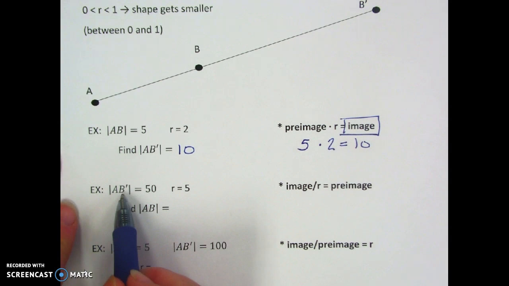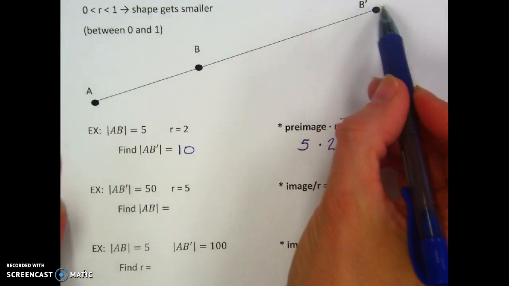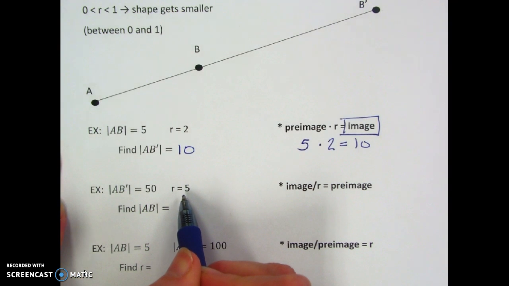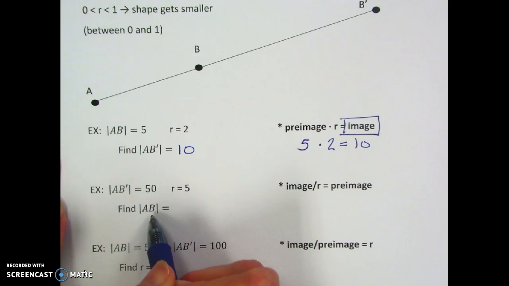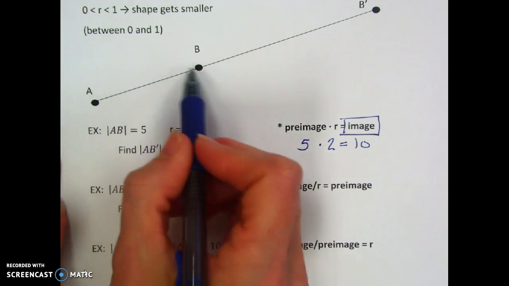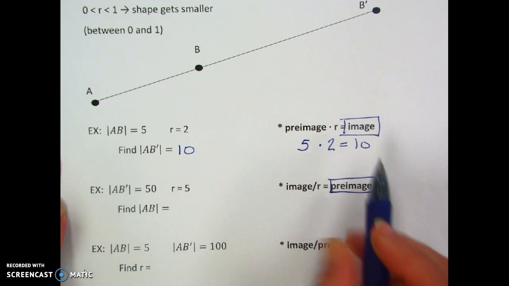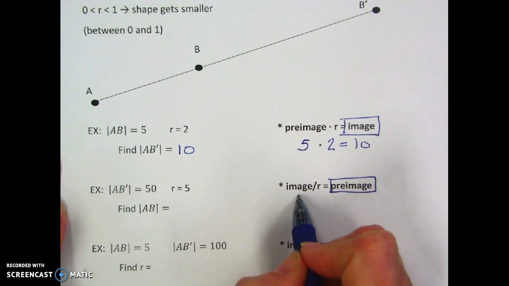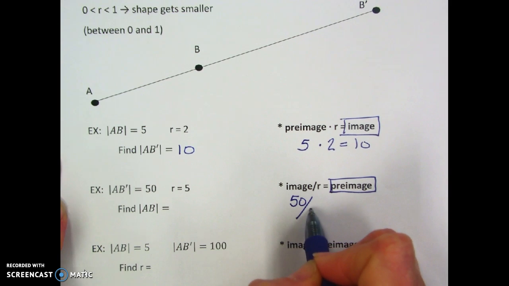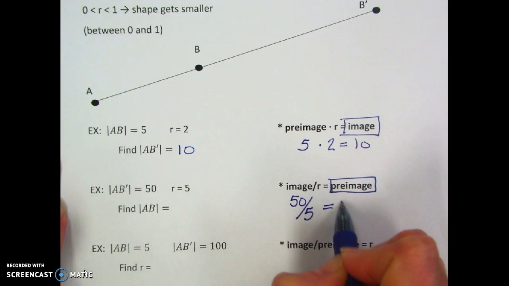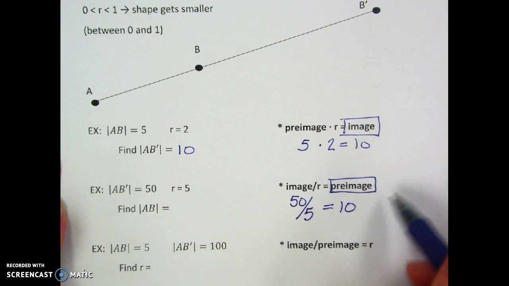Second example, we know the image. We know AB prime. AB prime is 50. The scale factor is 5. We are trying to find the pre-image this time. We're trying to find AB. So if we're trying to find the pre-image, we want to take the image, 50, and divide by the scale factor of 5, which this time gives us a pre-image of 10.